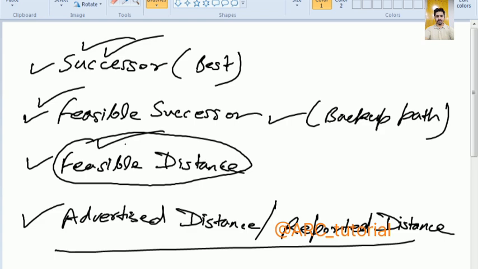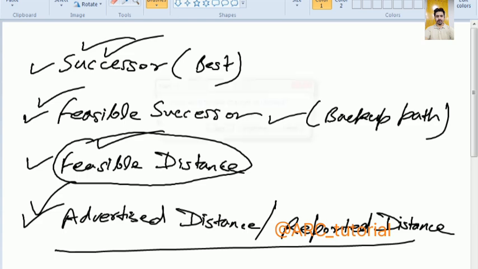Feasible distance, you know very well what the meaning of feasible distance is: the total metric of the successor. Advertised distance, or reported distance, is the metric to reach a destination from our neighbor. A metric provided by the neighbor router to reach the destination network is known as reported distance, or advertised distance, or you can say the neighbor's FD. A neighbor's FD will be known as advertised distance or reported distance.